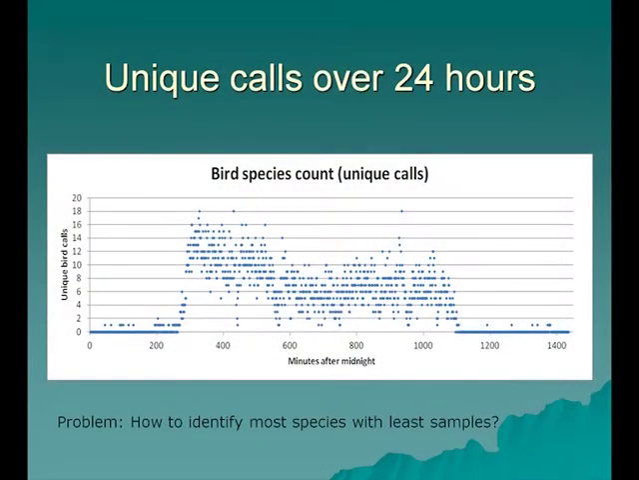So this is what I've been doing for the last few weeks, and this is a graph of the data which Jason's got. He showed you several days of this. This is just one day, I think 13th of October last year, and that's 24 hours of recording, broken into minute chunks, and for each minute the taggers have counted the number of unique bird calls in that minute, and that's what the profile looks like over the day. And so the question is, how can we identify the most species with the least number of samples?